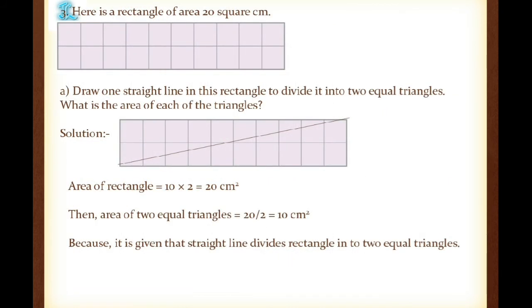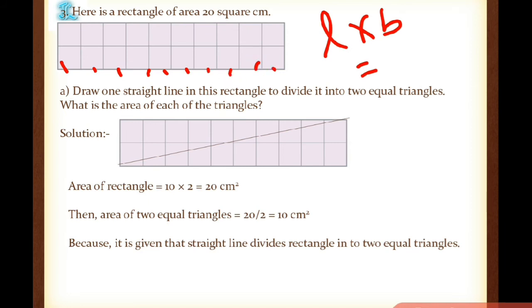Now, here is a rectangle of area 20 square centimeters. They have given us a rectangle of area 20 square centimeters. How will you find out the area? Either by counting the squares. On top there are 10 squares, here 10 squares are there. So, 10 plus 10, 20. Otherwise, what is the area of the rectangle? Length into breadth. So, length is 1, 2, 3, 4, 5, 6, 7, 8, 9, 10. 10 into what is the breadth? 2. 10 into 2 is 20.